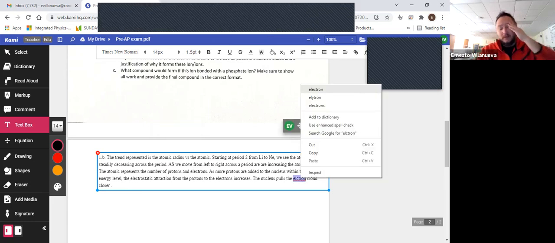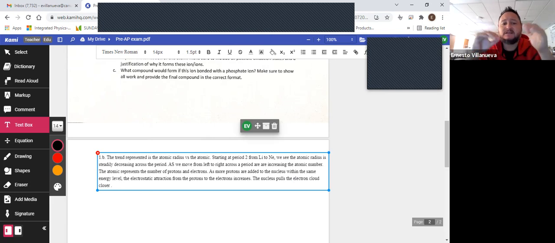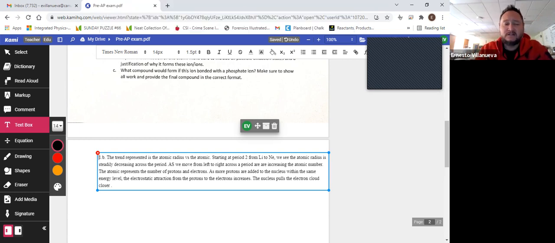Okay, so a simple way to explain this is that the trend represents the atomic radius versus the atomic number. Starting in period 2, from lithium to neon, we see that the radius is gradually decreasing. As the radius decreases, what's happening is we're increasing the amount of protons in the nucleus. As the amount of protons increases, the pull from the protons to the electrons becomes greater, and the nucleus pulls in the electron cloud just a little bit tighter and constricts it.